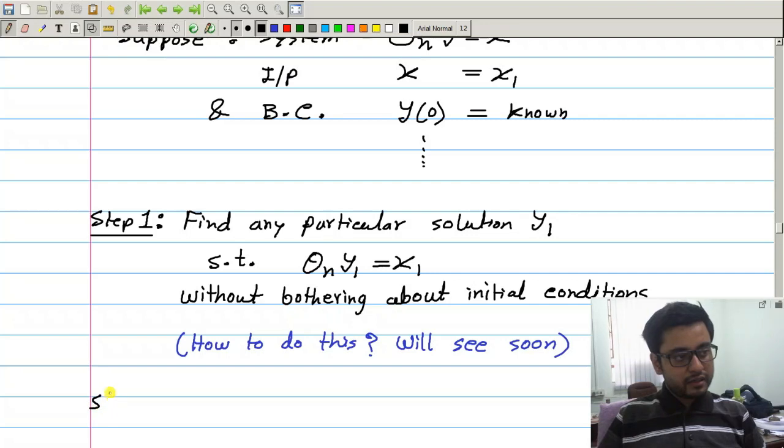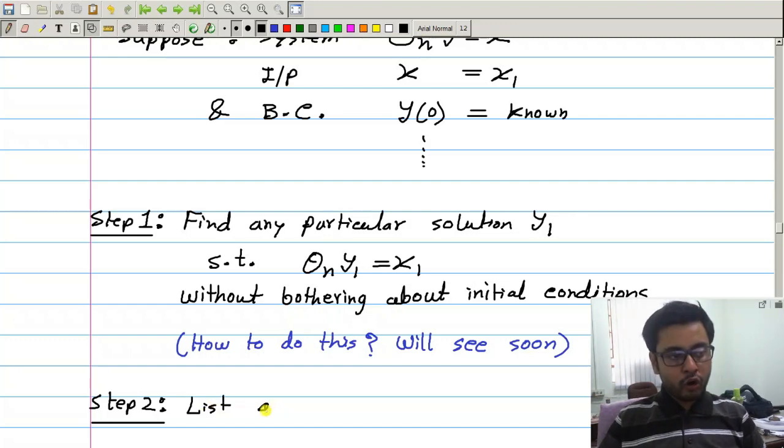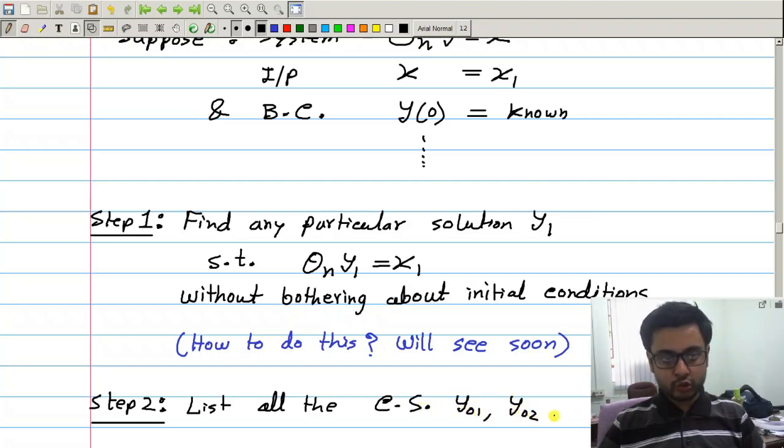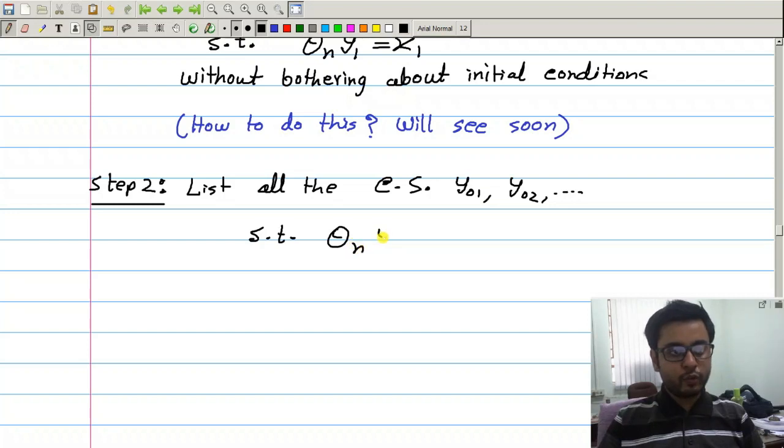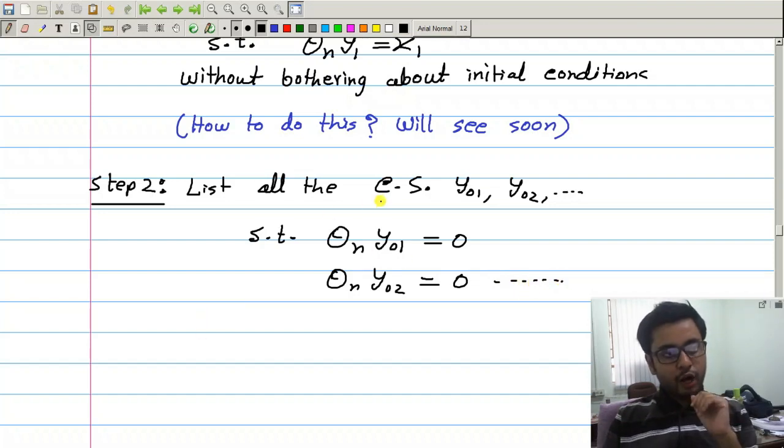Next, step 2, list all the complementary solutions y01, y02, etc., such that O acting on y01 is equal to 0, O acting on y02 is equal to 0, etc. And how to get all the possible complementary solutions? That is what we have seen yesterday.